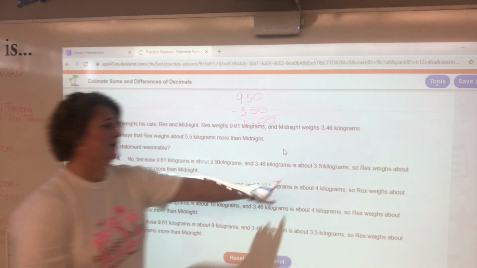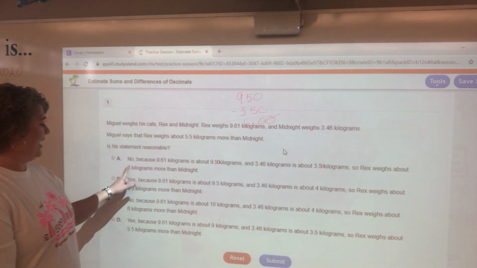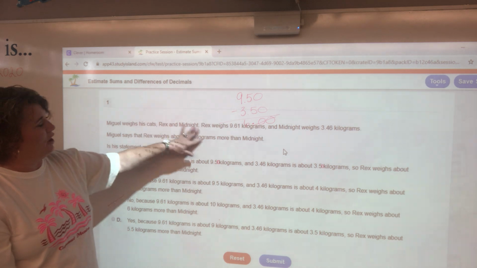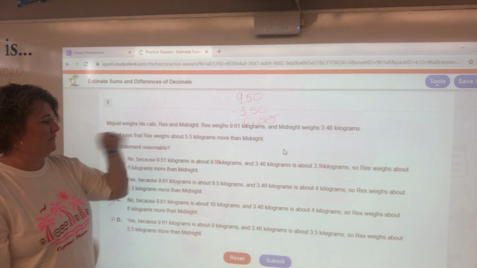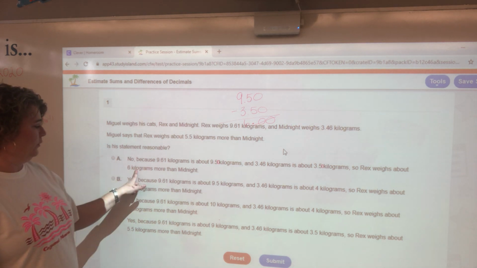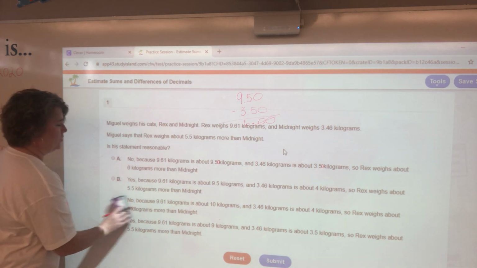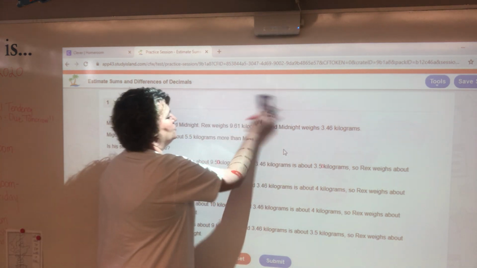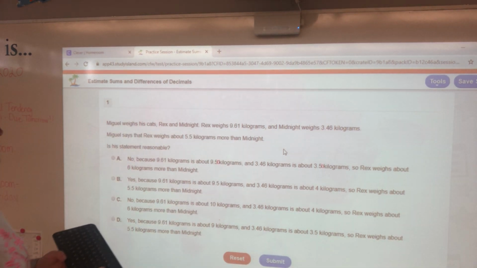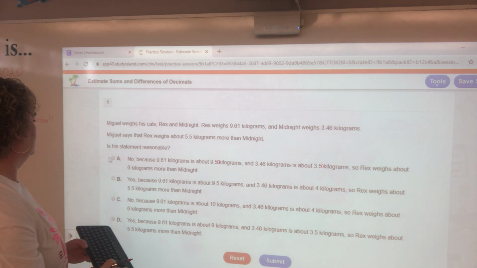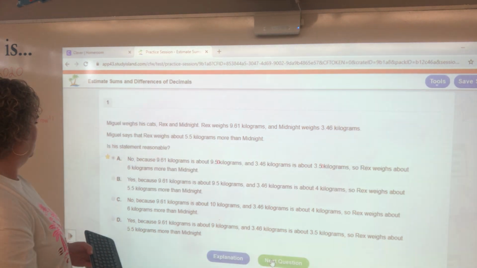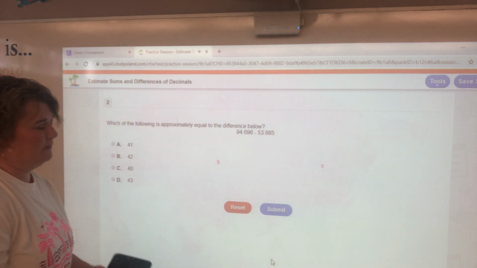So let's finish reading it. Rex would weigh about 6 kilograms more than Midnight. See, up here in the problem, it says that he would weigh 5.5 kilograms more. So do you agree with the 5.5? No, we think it's 6. It's all because we rounded it. So that would be letter A. Hope we got that right. Yay! Okay, let's keep going.